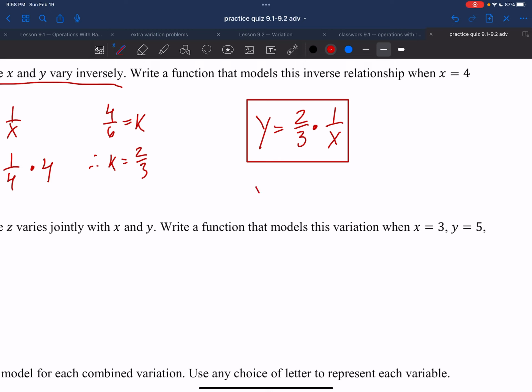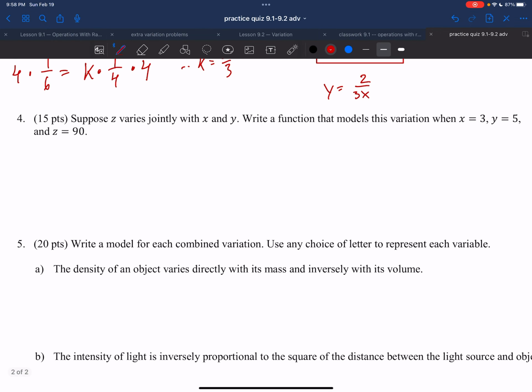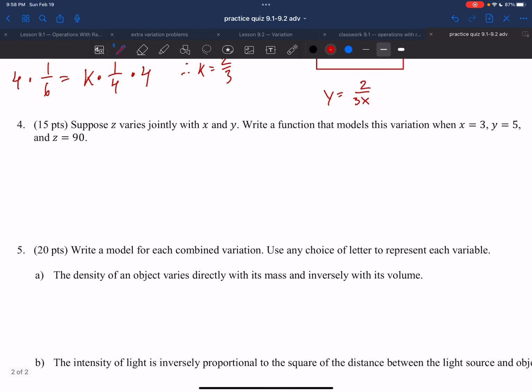By the way, you can write this also as 2 over 3x, just so you know. That's fine because it's equivalent. It's the same, okay? Next one is joint variation. So I'm going to say, suppose that z varies jointly with x and y. So again, the general equation is z equals k times my two variables, x, y. And I'm doing the exact same thing. Figure out what the function is.